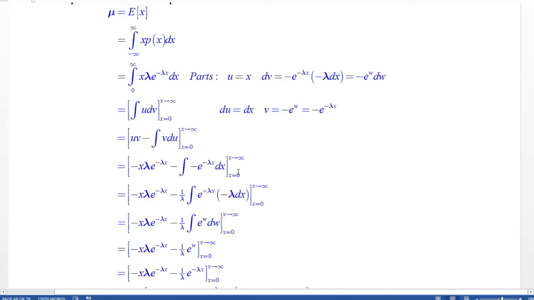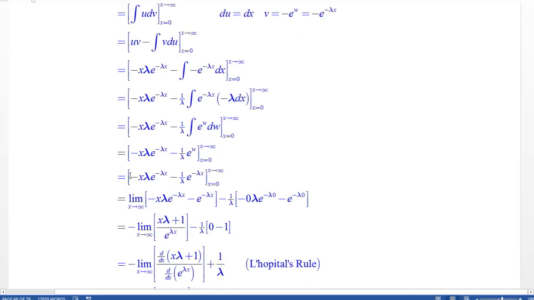And so, let's see, what does that give us? We get the u times the v, that's the x times the e to the minus lambda x, that's the first term, minus the integral of the v times the du, which is just minus e to the minus lambda x. Minus out front is from the parts rule. And if we stick in another lambda here, with this minus that's already there, and put a 1 over lambda out here, I again get e to the w dw, and so that is just e to the w. I got the minus 1 over lambda out front. We evaluate from 0 to as x approaches infinity for the whole thing.